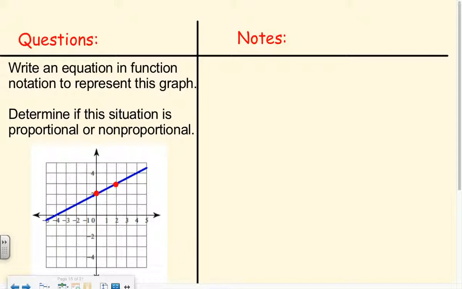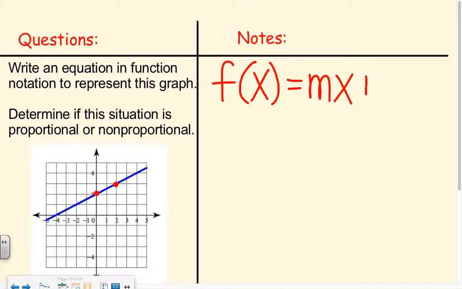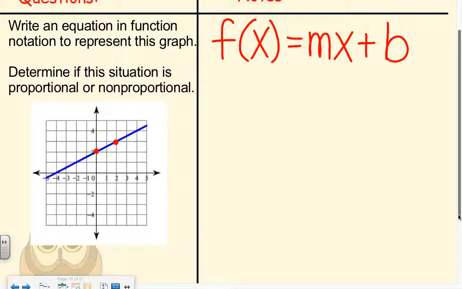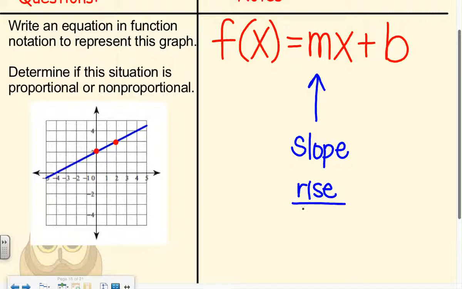Write an equation in function notation to represent this graph. So when they say write an equation in function notation, they mean f of x equals mx plus b. Determine if the situation is proportional or non-proportional. So m is always our slope, which is the same as our rise over run. Our b is our y-intercept, or where the line crosses the y-axis.